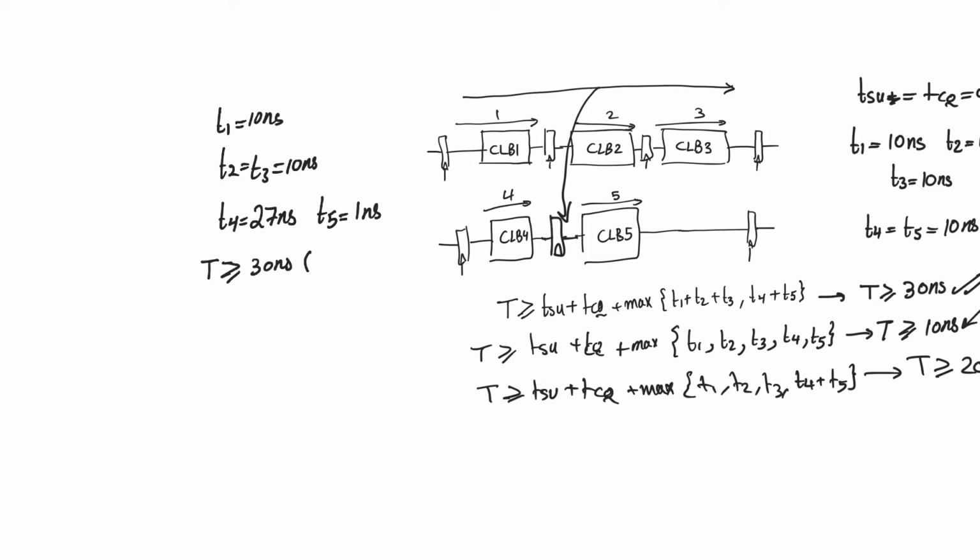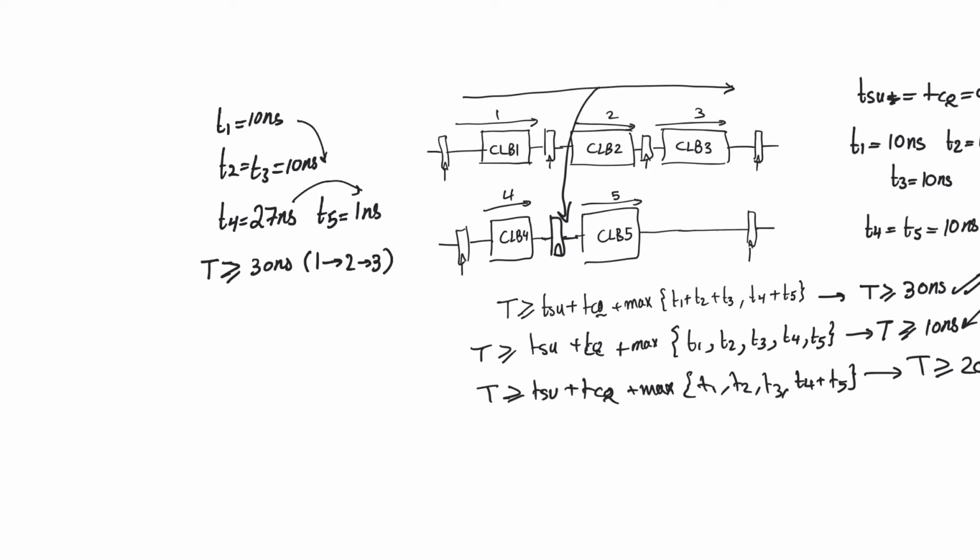It would still go through 1, then 2, then 3 in the top path, because the summation of their delays is 30 nanoseconds. The summation of the path going through CLB4 and CLB5 will be 28 nanoseconds. So before performing internal pipelining, the path through 1, 2, and 3 is still the critical path.